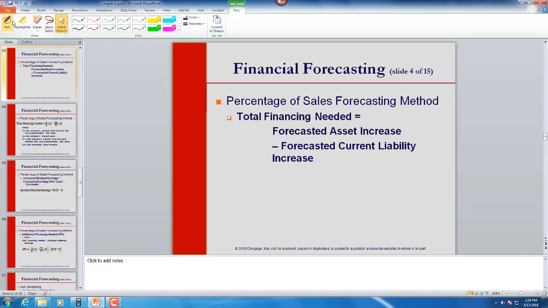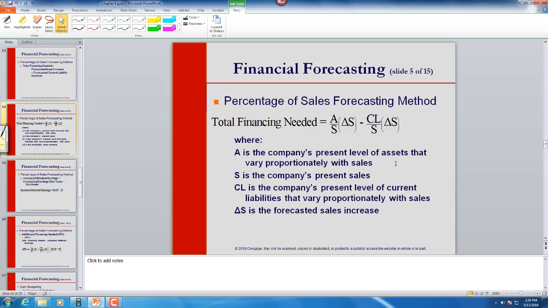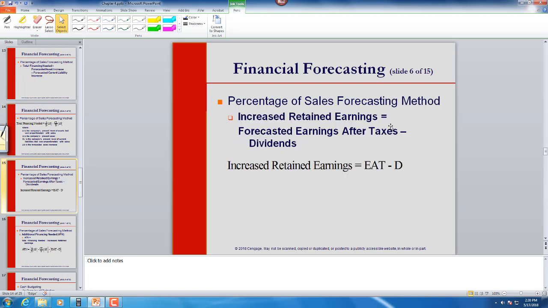What is the total amount of financing needed? Forecasted asset increase minus forecasted current liability increase. That means the total financing needed would be assets by sales multiplied by change in sales, minus current liabilities by sales multiplied by change in sales.